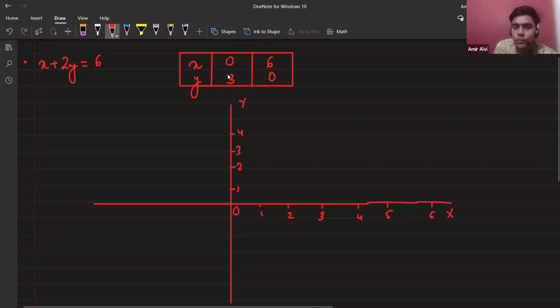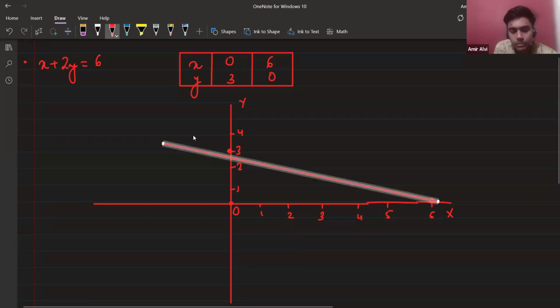Now, Simran, our first point, first pair of solution is this. Yes or no? So 0 is there at x and 3 is here. Yes or no? And the next point is y is 0 and x is 6. This is the point. So you have got 2 points, yes or no? This point and this point. Yes or no? If you join these 2 points, Imran, just a second.